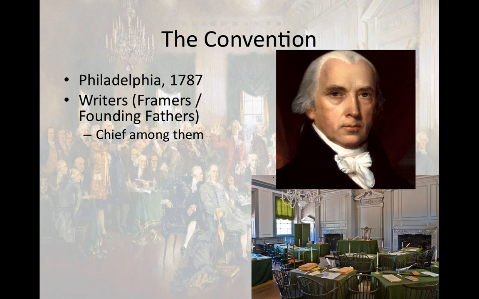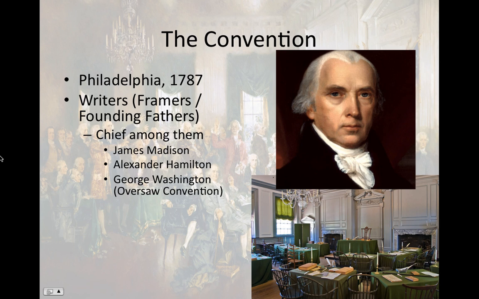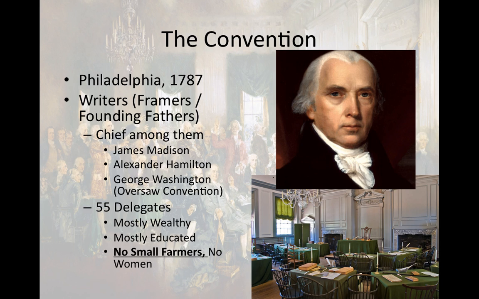Okay, chief among these framers or founding fathers is James Madison, this ruggedly handsome-looking man right here. He's actually kind of scary-looking and really short to boot. Alexander Hamilton, and George Washington, who was chosen unanimously to oversee the convention. So, like I said, there are 55 delegates, and they're mostly wealthy. They're mostly educated. There are no small farmers present, and of course, there's no women present either. And everybody there is white.